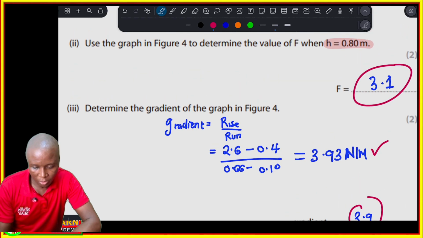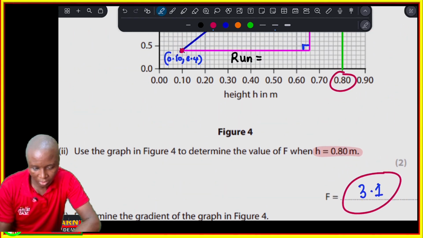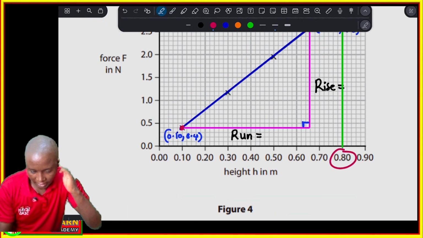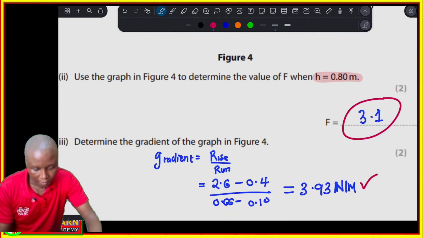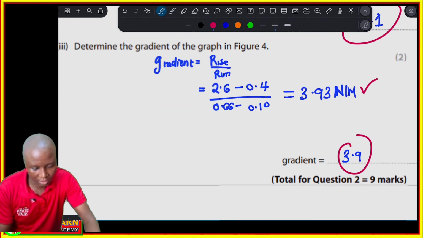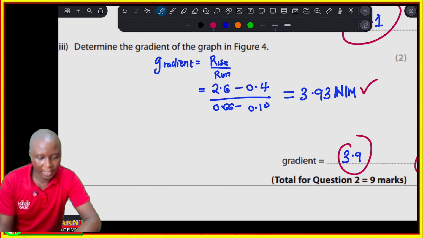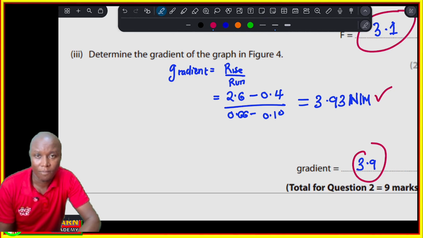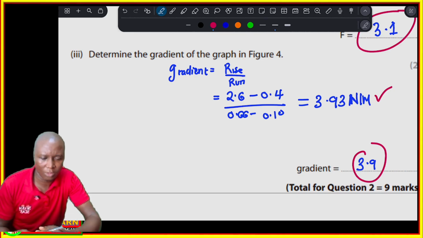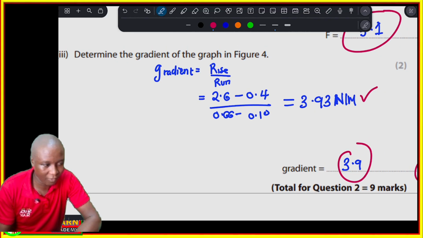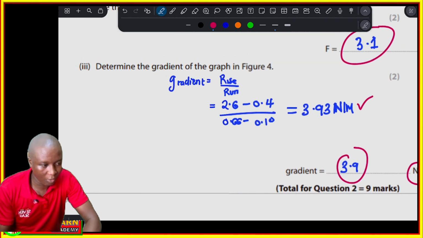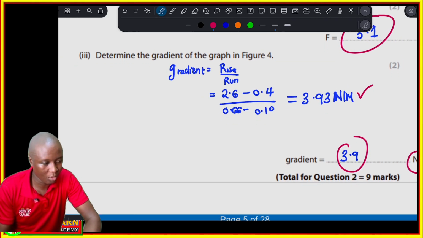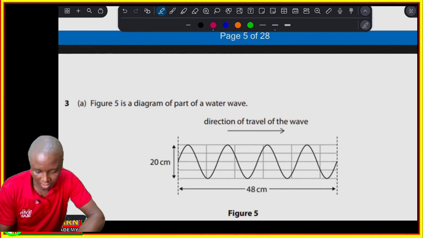And the units for this, because we are talking about force against height, are already indicated here: Newton per meter. What I need to mention here is that whenever you are given this question, if the unit is not indicated, it means that the examiner expects you to write the units. But since units are given here, you can comfortably earn your marks without writing it.